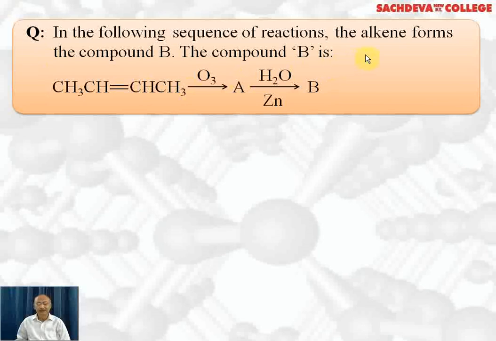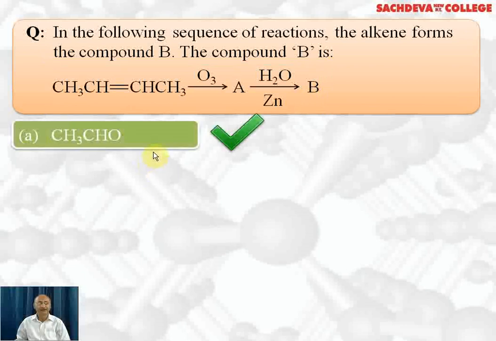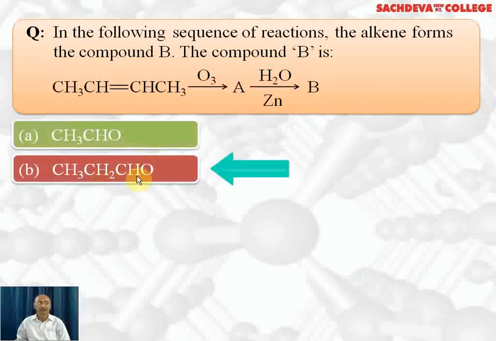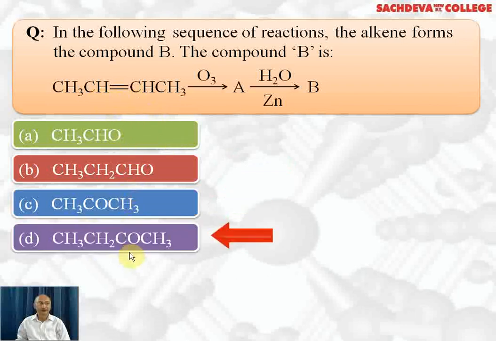In the following sequence of reactions, the alkene forms compound B. This is 2-butene, which reacts with ozone to form the corresponding ozonide, which reacts with zinc and water. On reduction, it forms acetaldehyde, plus hydrogen peroxide will be formed. So correct answer is A, acetaldehyde. Propanal is not possible because ozonolysis will take place at this position. Acetone is not possible, there is no branching here. 2-butanone is not possible because this structure can only give 2 moles of acetaldehyde. Correct answer is A.